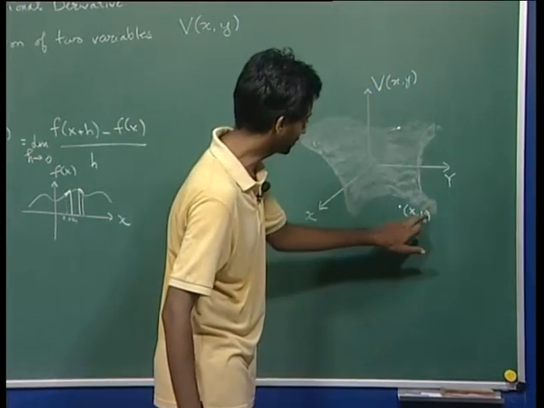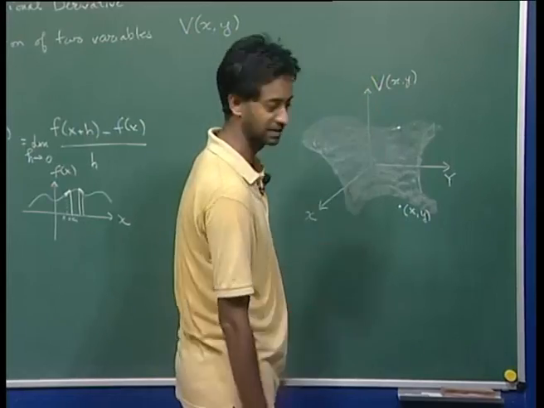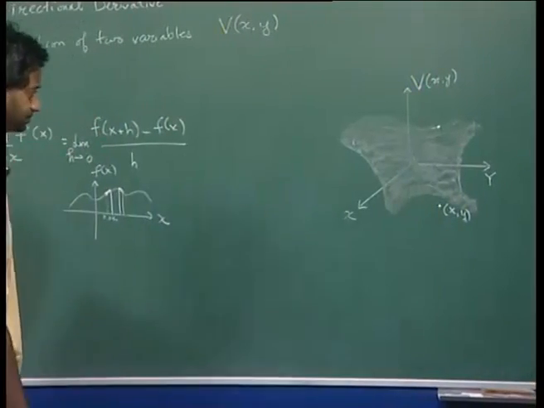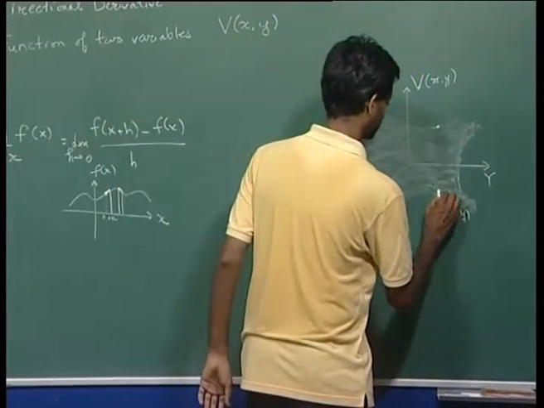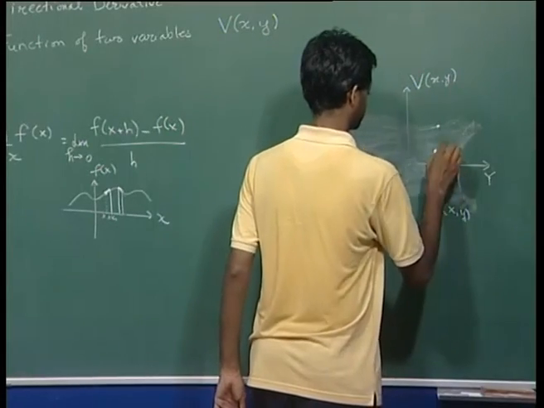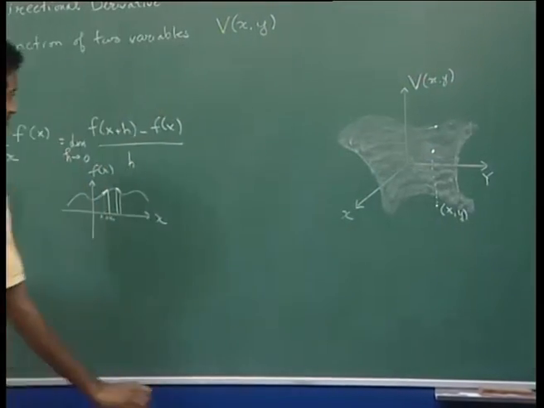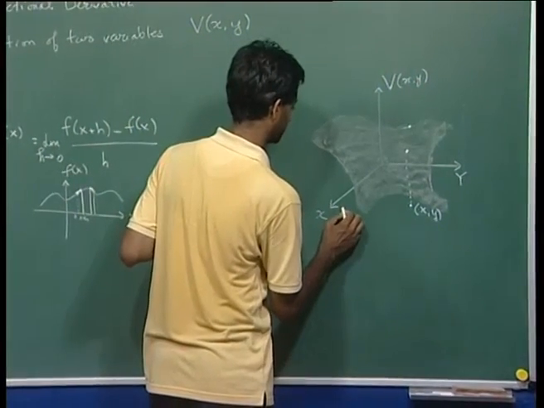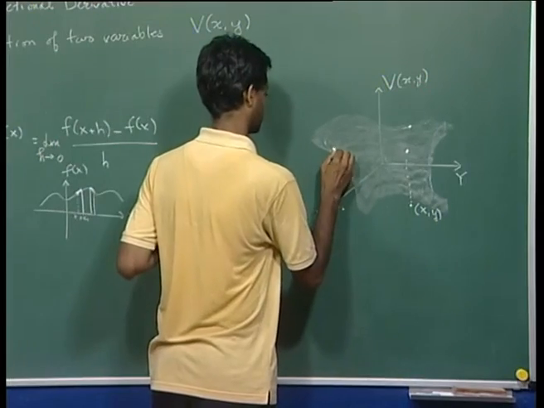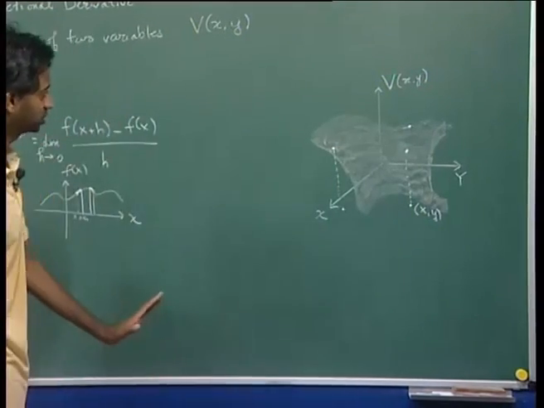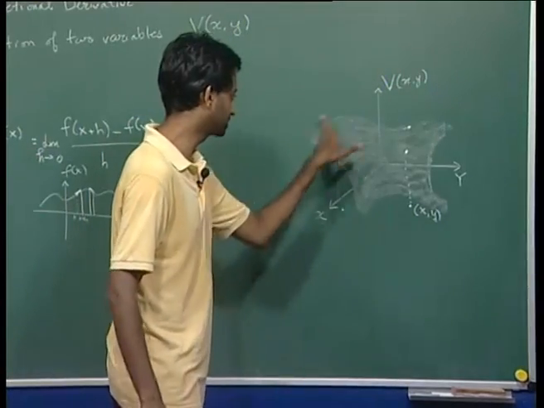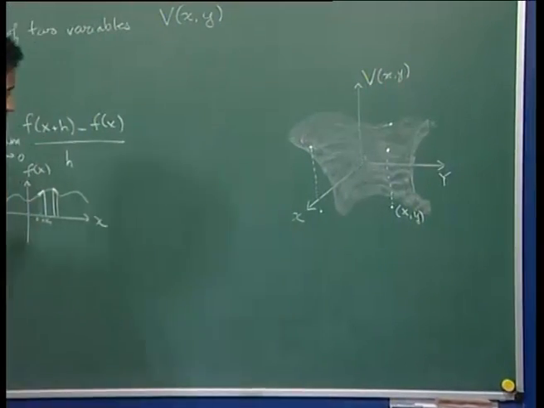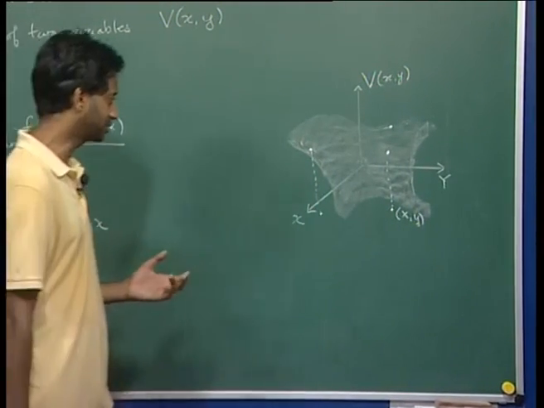So for each pair of x and y, the function has a certain value. So you just come up and find out where it intersects the surface, and that is the value of the function. Similarly, if you are somewhere here, your function might have a value of somewhere around here. If you go vertically upwards, where this surface cuts this line is the value of the function.